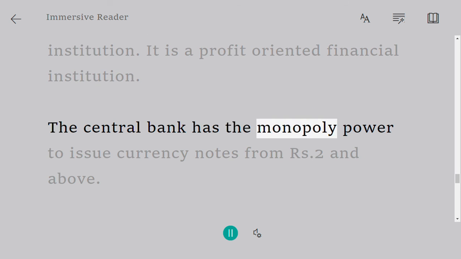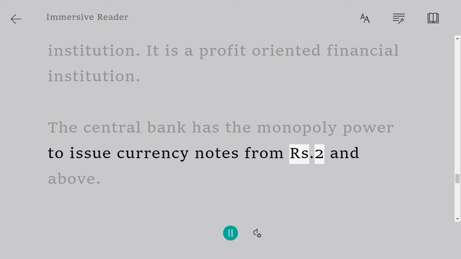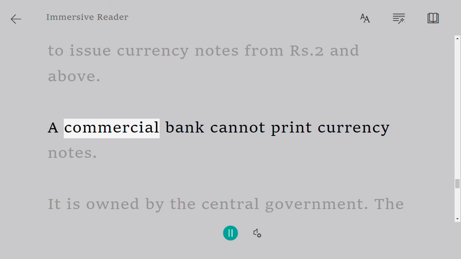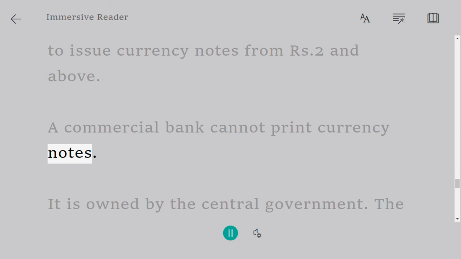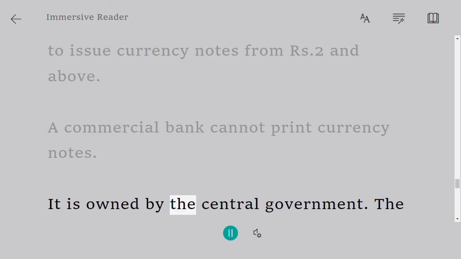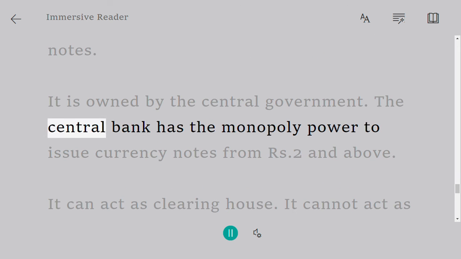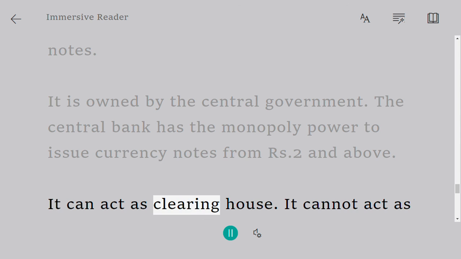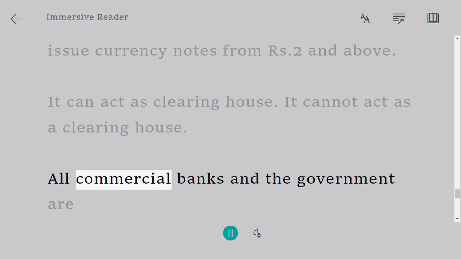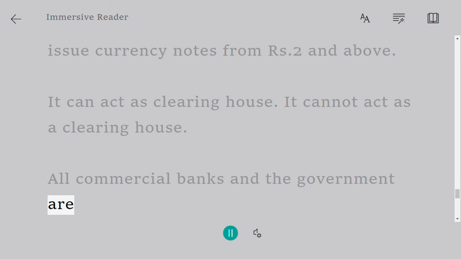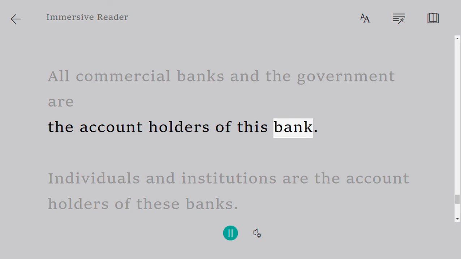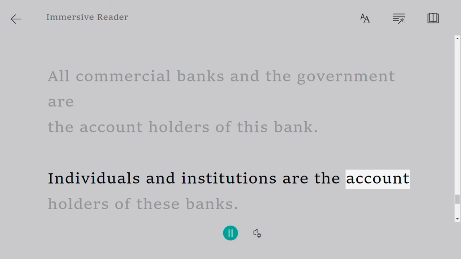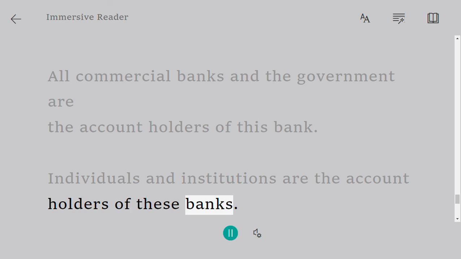The central bank has the monopoly power to issue currency notes from 2 rupees and above. A commercial bank cannot print currency notes. It is owned by the central government. It can act as clearinghouse. It cannot act as a clearinghouse. All commercial banks and the government are the account holders of this bank. Individuals and institutions are the account holders of these banks.